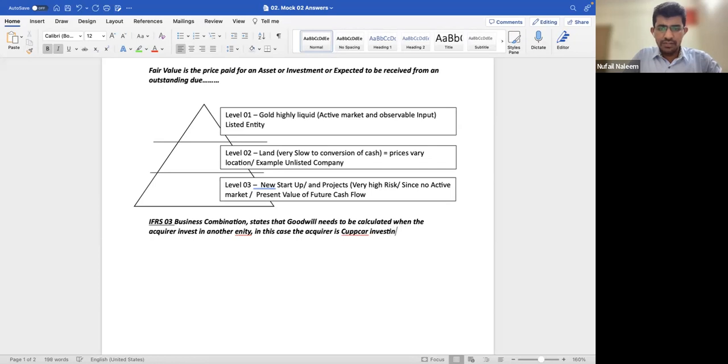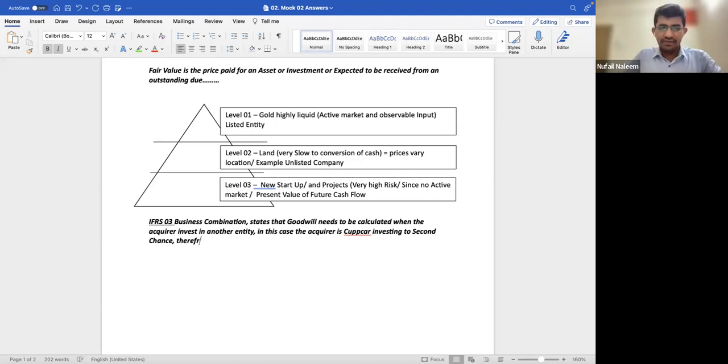Investing to whom, students? If I'm not mistaken, investing to Second Chance. Correct, no, students? I believe that understanding is very practical and very clear for the students at the moment. The business combination states that the goodwill needs to be calculated.